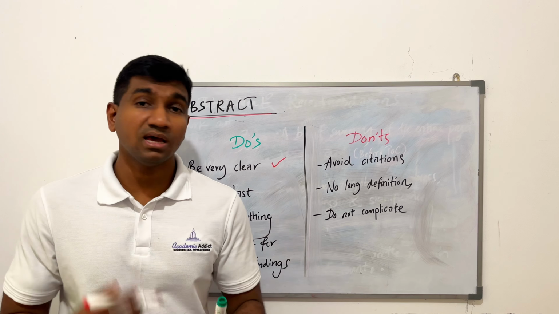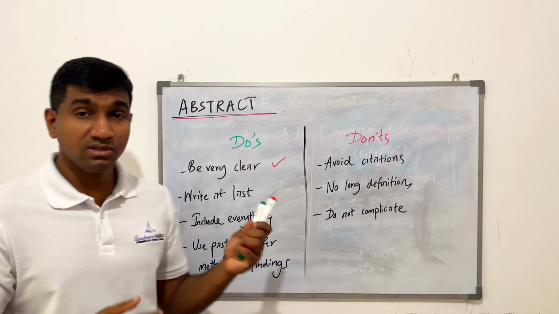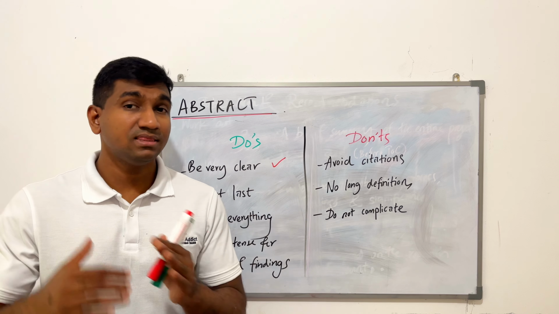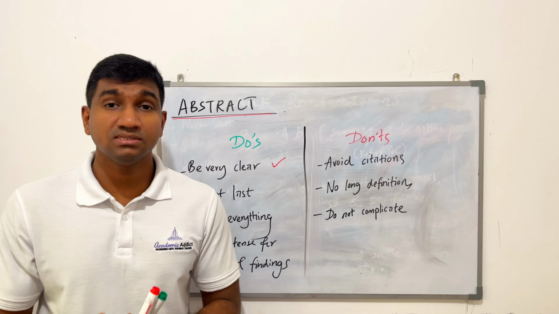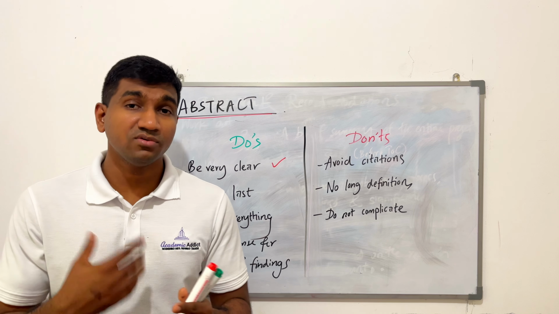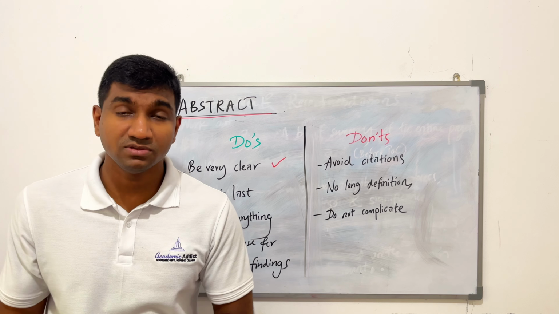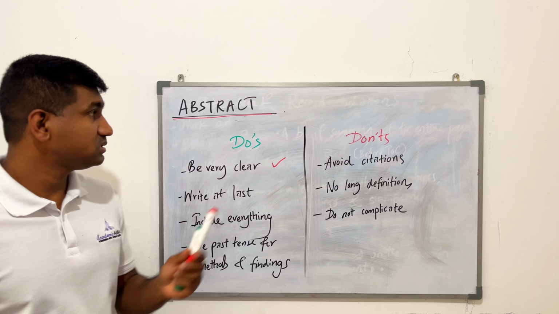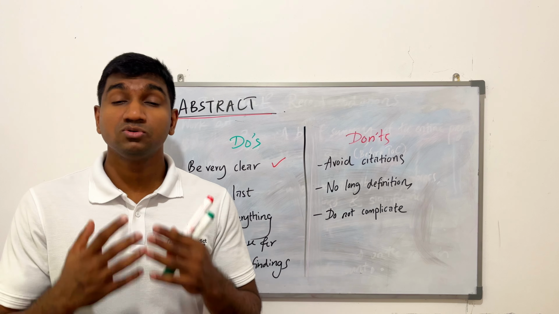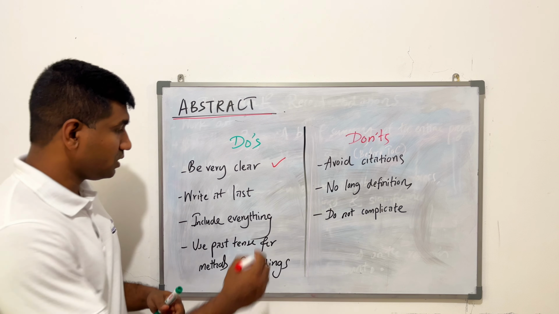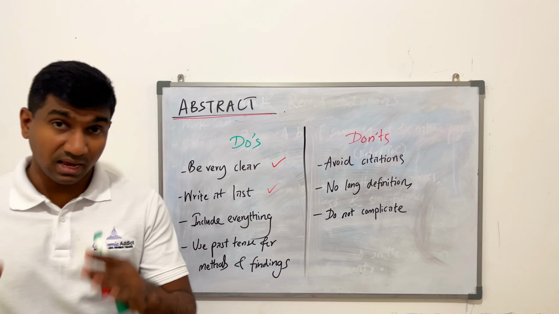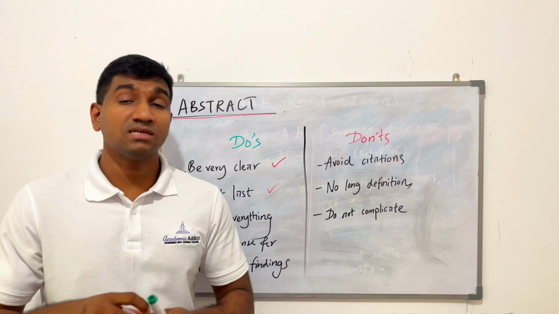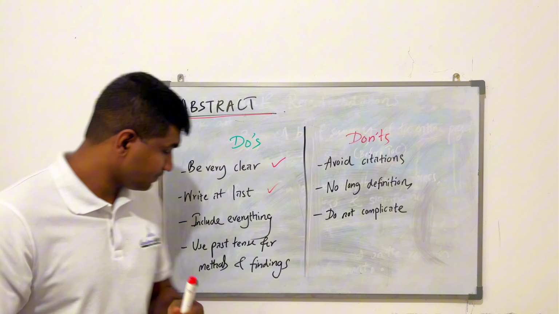Write at last. I have explained this in the previous section as well. So this should be updated at the final part of your project. Consider this, you have to update after the recommendation chapter, which is your last chapter. So maybe after completing everything, you need to update this abstract, because it should cover everything. Okay, so you need to write this abstract at last as the final part of your project.